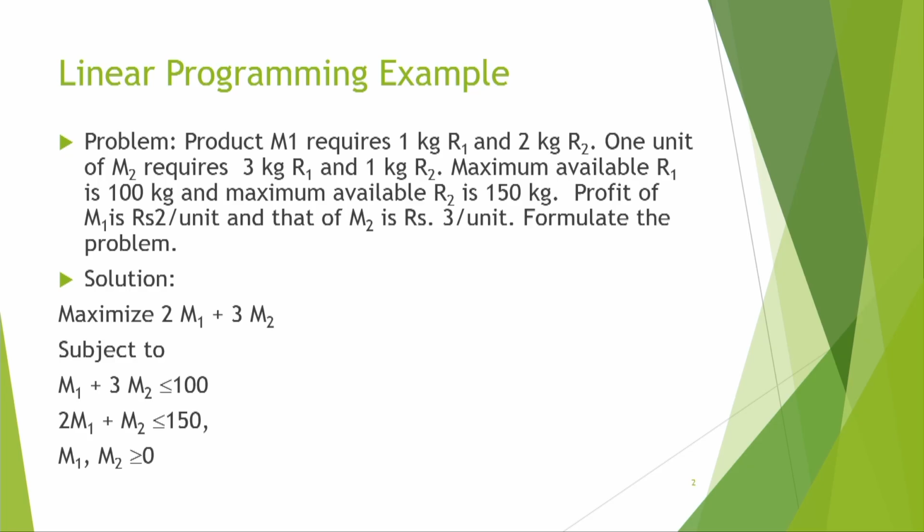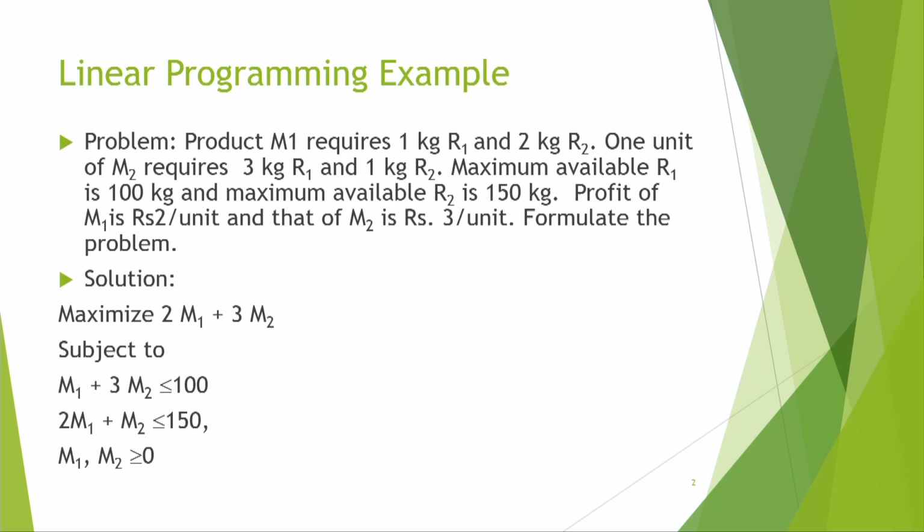So, if I sell M1 units, I will get 2 M1 money, and then plus 3 M2, because the second product's price is 3 per unit. So, we get plus 3 M2. This is the maximization. Then subject to M1 plus 3 M2 smaller or equal to 100.